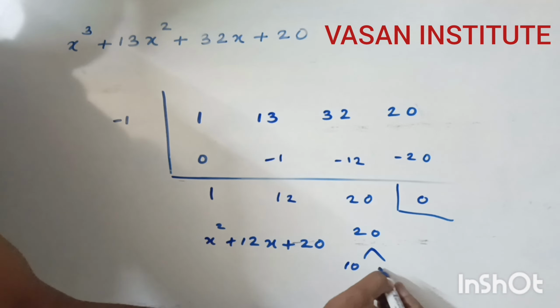Sub-division 4. Factorize 2y cube plus y square minus 2y minus 1. Now find the sum of coefficients, that is 2 plus 1 minus 2 and minus 1. 2 plus 1 is 3, minus 2 minus 1 is minus 3. So 3 minus 3 we get 0. Therefore y minus 1 is a factor.